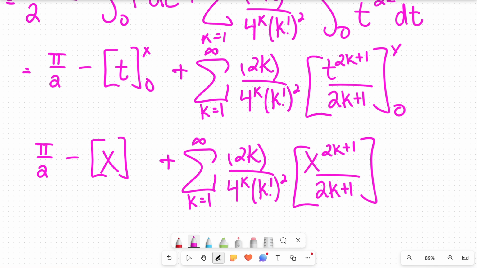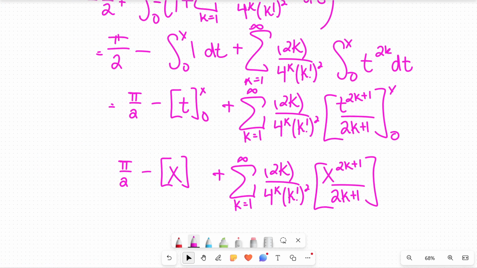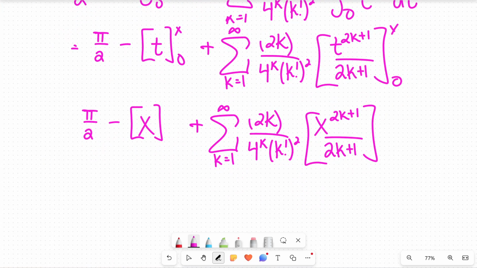So I have x to the 2k plus 1. And now I'm going to simplify as much as I possibly can. I'm looking at this, and actually I don't really see anything else that I can do right here. So this is going to be my Maclaurin series approximation for arc cosine. So I have pi over 2 minus x plus my summation that I am given. Now the last part of this problem is I need to use this to approximate the first 3 terms.